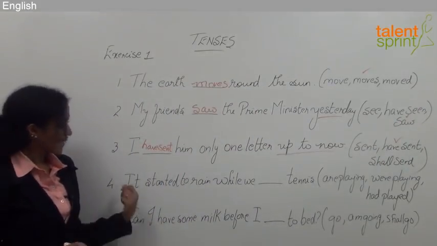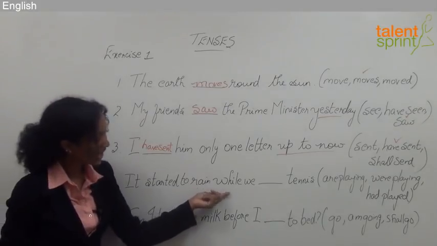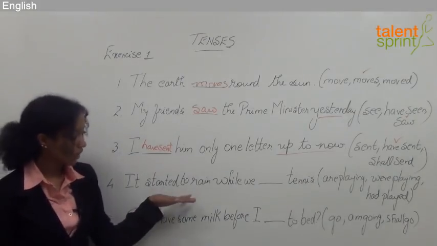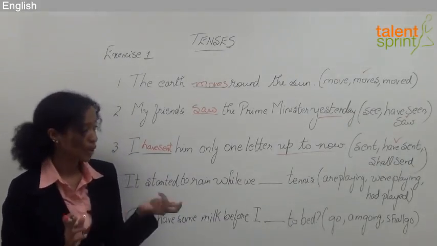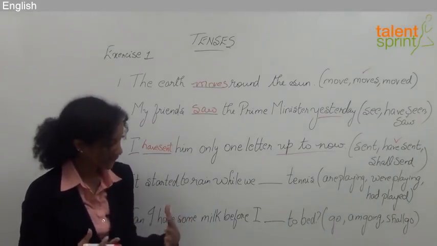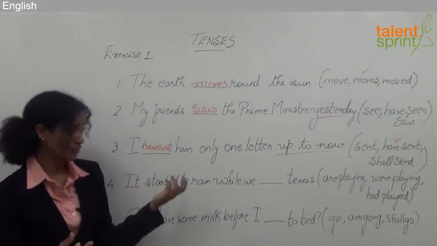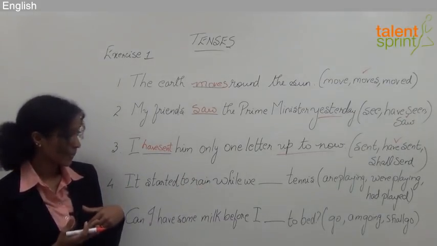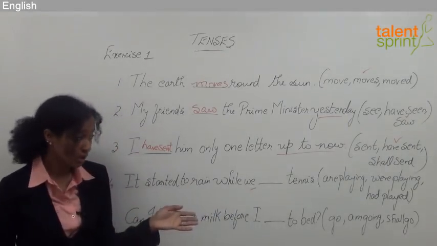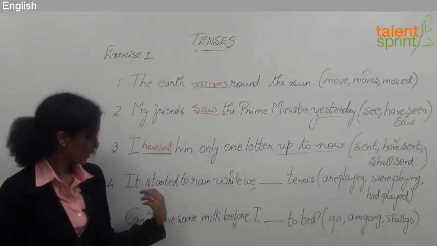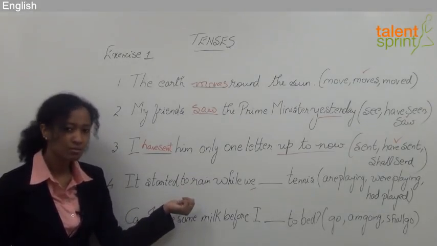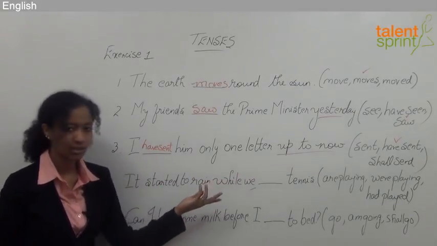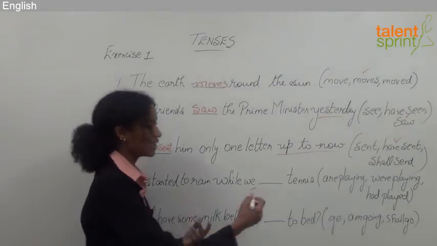Let's move to the fourth one. It started to rain while we dash tennis. My options are playing, were playing, had played. Now there are a couple of words that are helping me identify the option, right? So one is definitely we, okay, but what tense is here? It started to rain. So here, if you ask me, it started to rain while we were playing tennis, right? I gave you the answer.